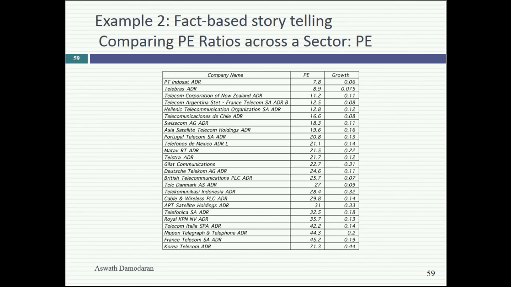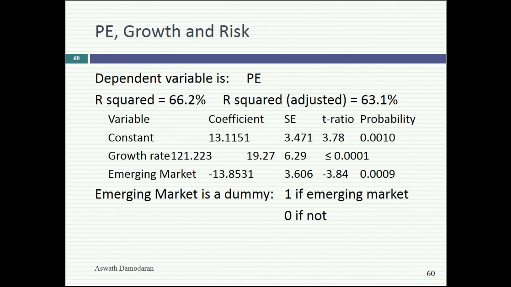But the risk here is, are you a developed market telecom company or an emerging market telecom company? So I created what's called a dummy variable. You know what a dummy variable is? It takes on a value of either 0 or 1. If you have a developed market telecom company, I put in a 0. If you're an emerging market telecom company, I put in a 1. I ran a regression of price-earnings ratios against growth rates and that emerging market dummy.